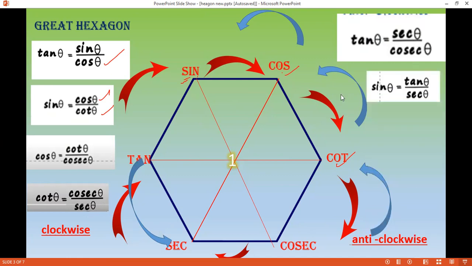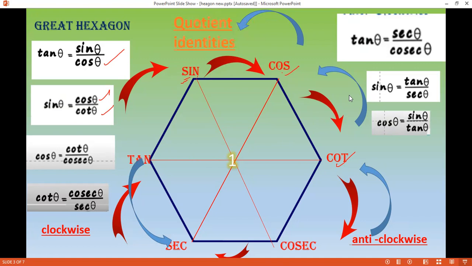Next, sin theta is equal to tan theta upon sec theta. Sin theta is equal to tan theta upon sec theta. You go in anti-clockwise, not in clockwise. That is very important. Next, cos theta is equal to, just you go in anti-clockwise, sin theta upon tan theta.